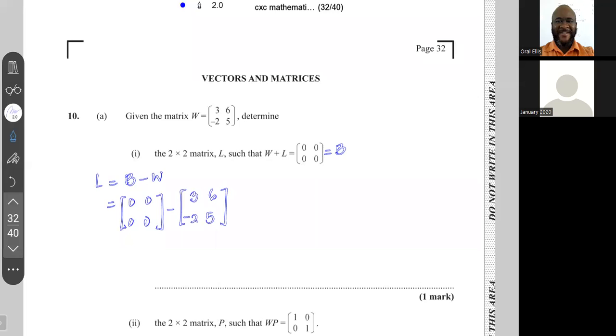Matrices of the same order may be added or subtracted by adding or subtracting corresponding elements. So this is 0 minus 3, 0 minus 6, 0 minus 2, which is plus 2, and then 0 minus 5. So the answer L is the matrix minus 3, minus 6, 2, minus 5. All right.